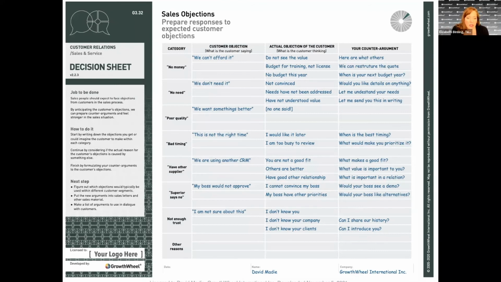If they say we don't need it, what they're really saying is that either we haven't addressed their needs, they're not convinced, or they don't understand the value. So how can we have that counter argument? Let me understand your needs better. Let me send you a little bit more information. If they said poor quality, we want something better. Well, we don't know what that means because no one's ever said that to us.